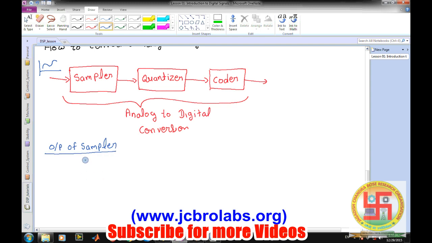The output of the sampler would be like this, because we are converting the signal into the discrete domain. So we have some sampling frequency, and based on that it takes out some samples, say the 1st instant, 2nd, 3rd, 4th, 5th, 6th, 7th, and 8th instant, and so on. So it is a sample number, and it is represented like NT. As I said, whether it is a microsecond or millisecond depends on the sampling frequency.